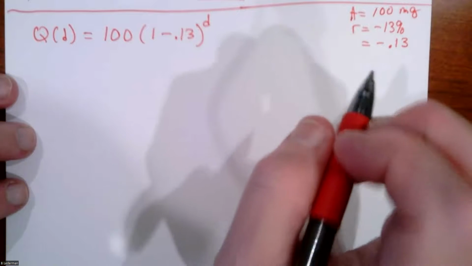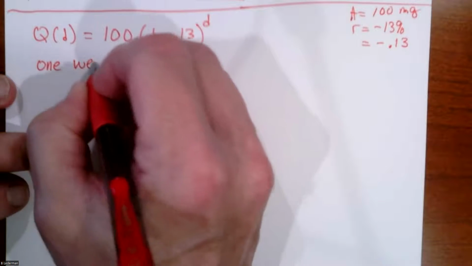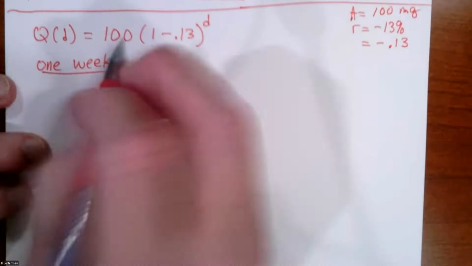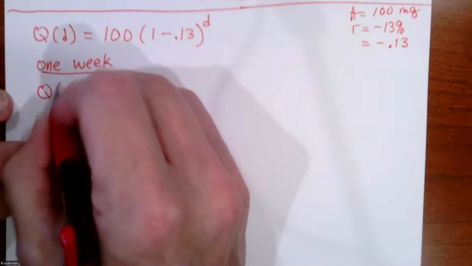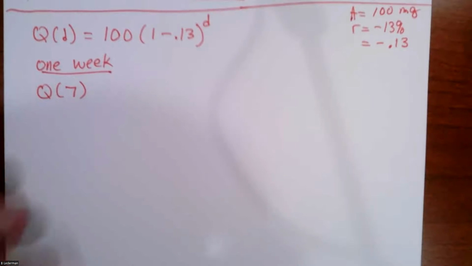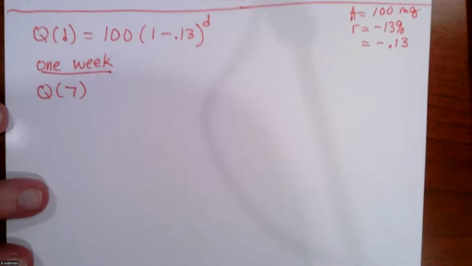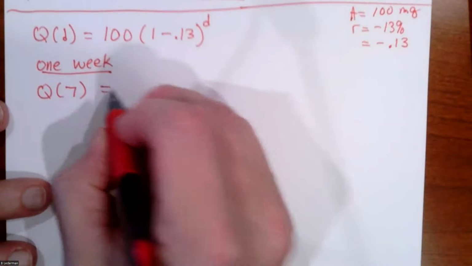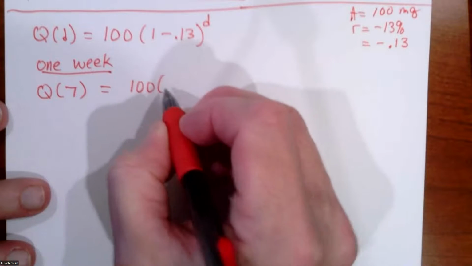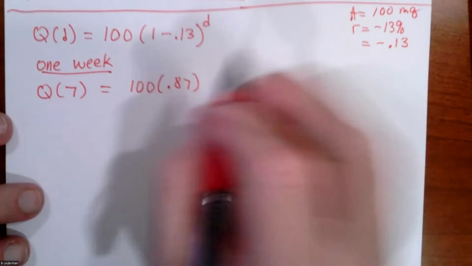Now, the other question is how much is left after 1 week. For 1 week, we're going to say Q of 7, because there are 7 days in a week. And I actually saw an advertisement for a pizza shop, and it said a week, 7 days without pizza makes 1 week. Get it? Q of 7 equals 100 times 0.87. I just subtracted 1 minus 0.13, to the seventh power.